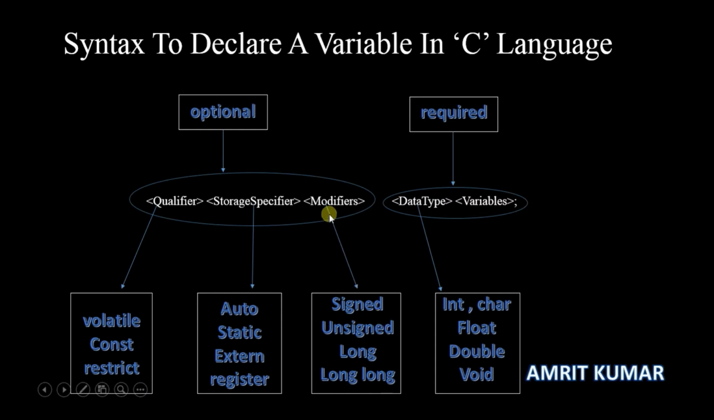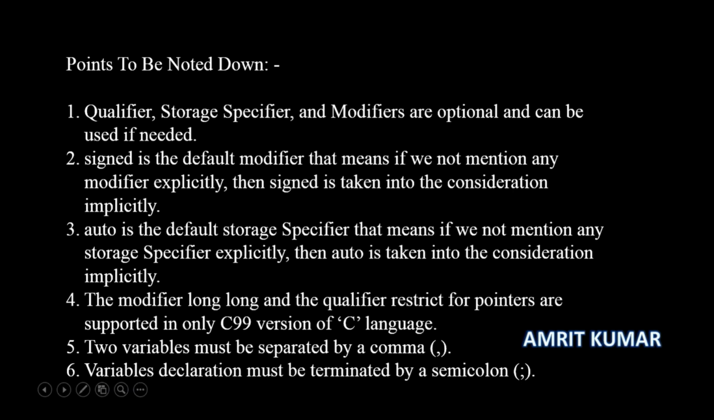It is the system default value. Okay. Now, if we provide unsigned, the value will be in the range of unsigned, the value will be in the range of long, and the value will be in the range of double. Okay. Now, this is the most important point also. Auto is the default storage specifier. That means if we do not mention any storage specifier explicitly, then auto is taken into consideration implicitly.